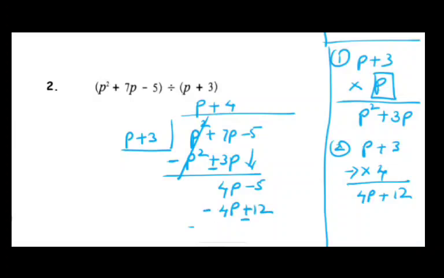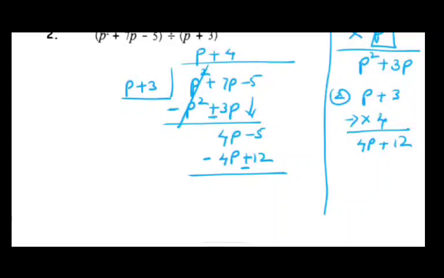Negative sign applies at both the places. 4p and minus 4p eliminated. And here I have minus 12 and minus 5 makes it minus 17. Correct? So my quotient here is p plus 4. My remainder here is minus 17.